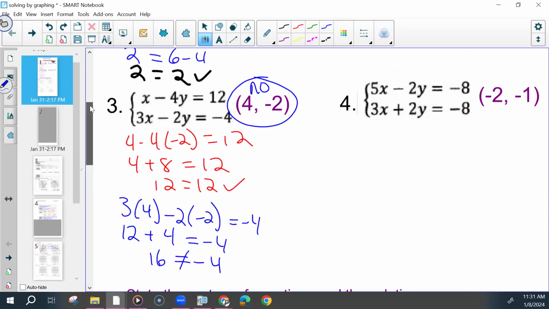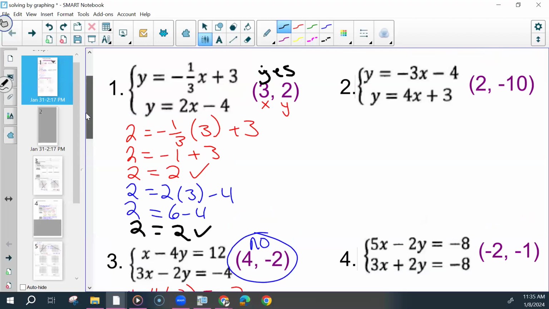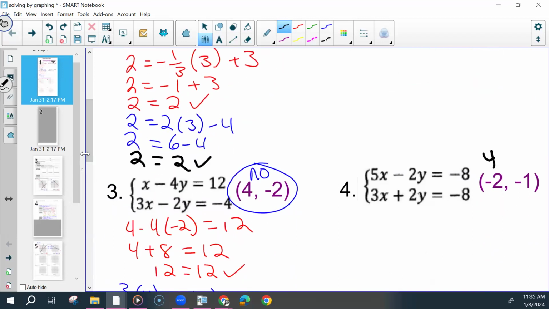I want you to do 2 and 4 really quickly. I'll give you a couple minutes to do that. Okay, for number 2, do we think this is or is not a solution? No. Anyone need to see that one? What about number 4, is or is not a solution? Yes. Anyone need to see that one? Okay.